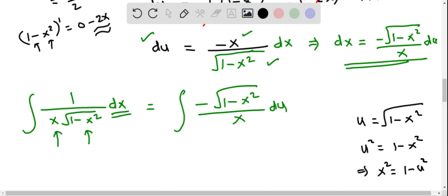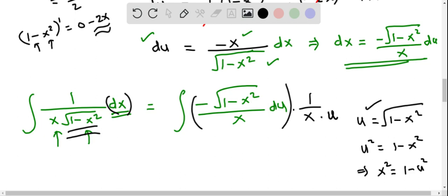So far we have converted this dx into this expression. We have x as well as the square root of 1 minus x squared. So I'm going to put this as multiplied by 1 over x, and this expression, the square root of 1 minus x squared, is basically u. So I put this as u. Let's see how to convert all these things in terms of u alone.